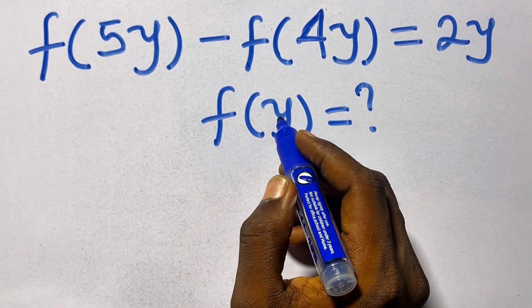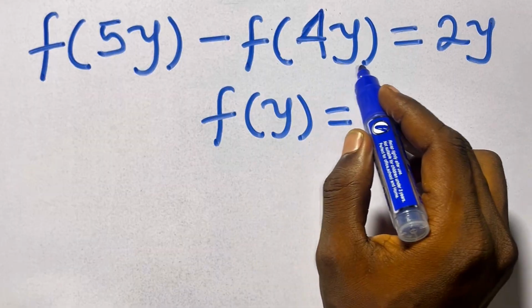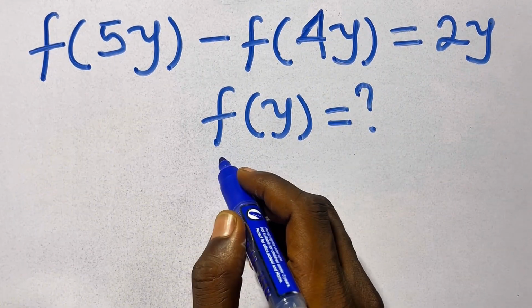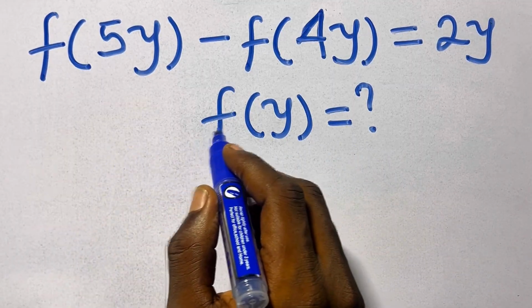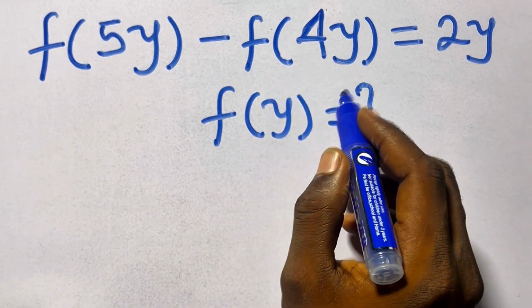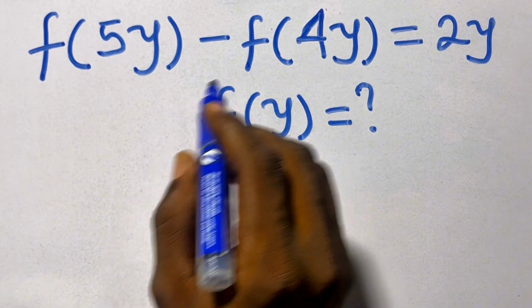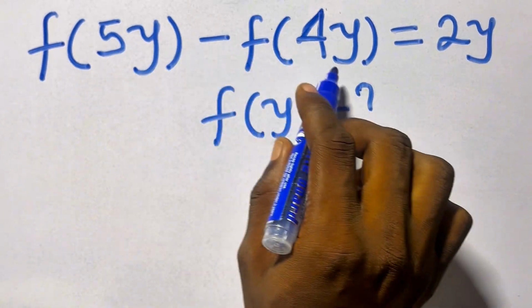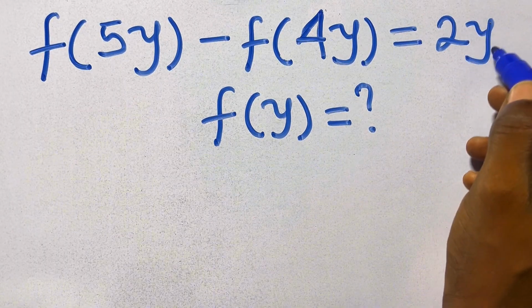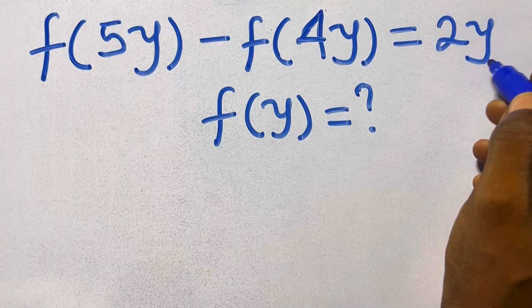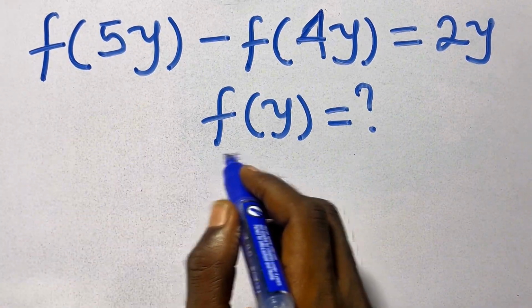So I want to look at this mathematical function given: f of 5y minus f of 4y equals 2y. We were asked to find f of y. What I will tell you first is that most people try to guess the answer, but in this video we use logic. If the difference between this and this equals 2y, and if you look at this, you see this is a linear expression, right? So let's try to prove it.